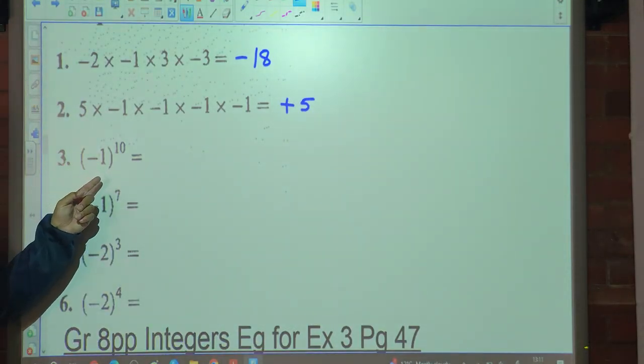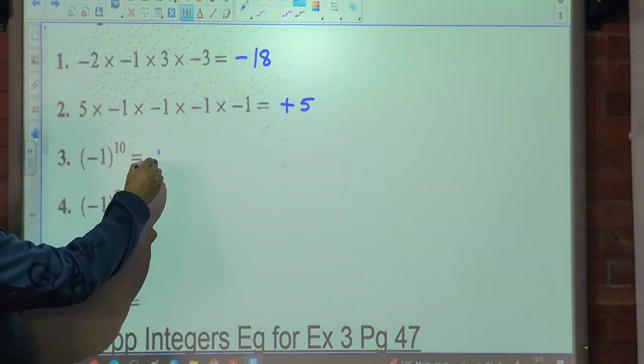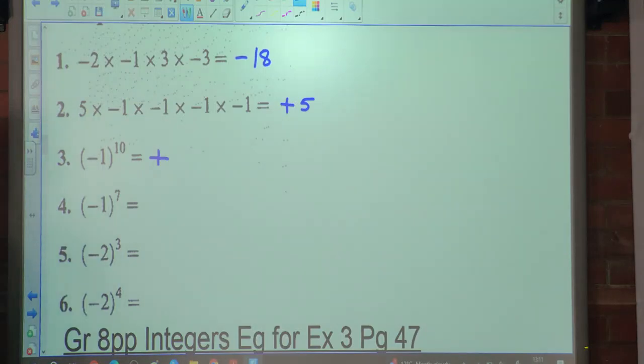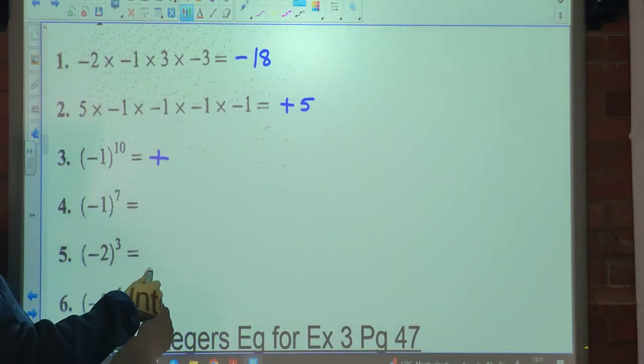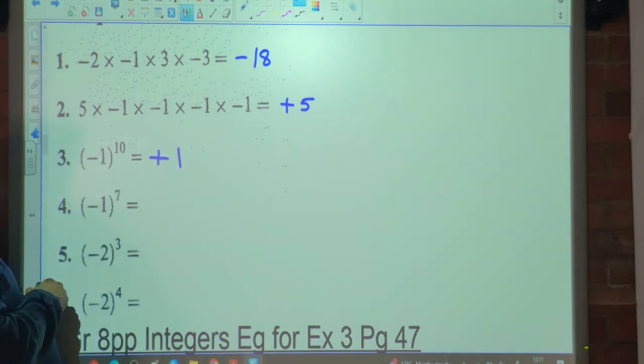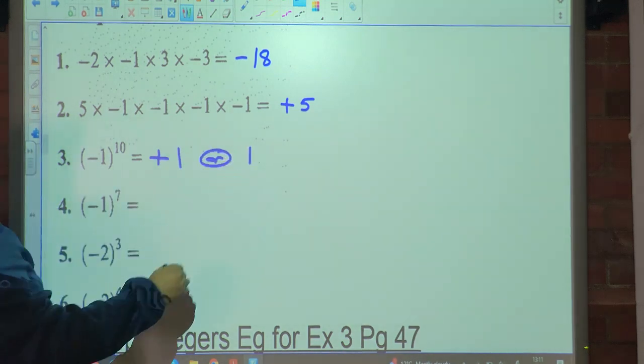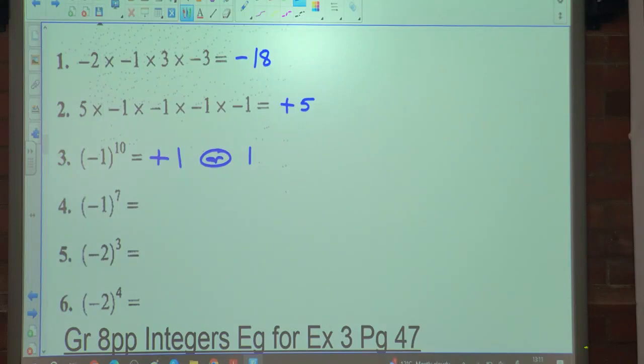Is 10 even or odd? Even. So this answer is going to be positive. And 1 to the exponent 10 will be 1 times 1 times 1 times 1 times 1 times 1 times 1 times 1 times, which is going to give you? Or I could have just written 1. I don't have to write the positive.